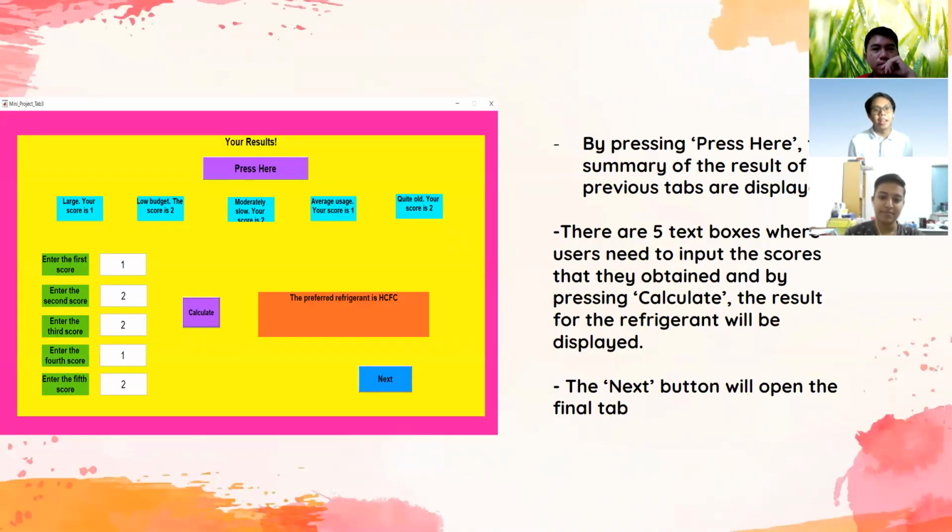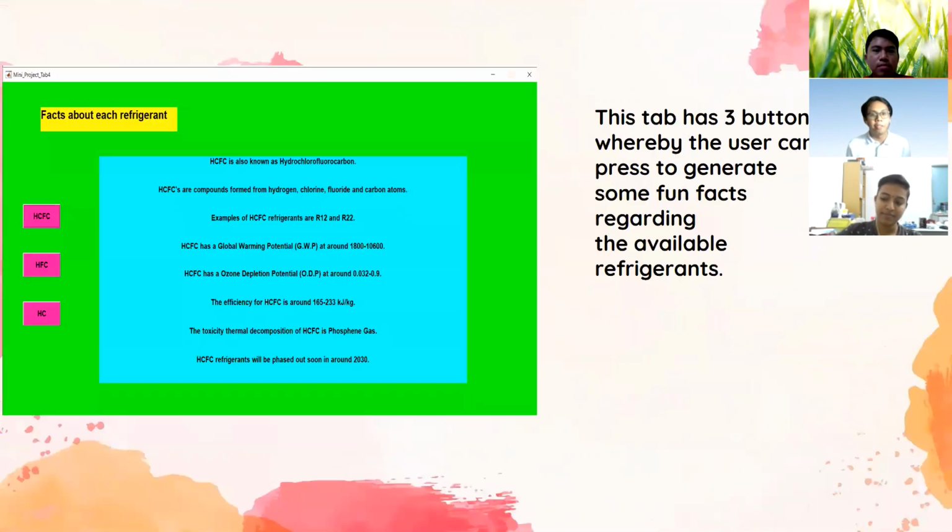Next slide. So for the third GUI, by pressing press here, the summary of the results of the previous tabs are displayed. There are 5 text boxes where users need to input the scores that they obtain, and by pressing calculate, the results for the refrigerant will be displayed. The next button will open the final tab.